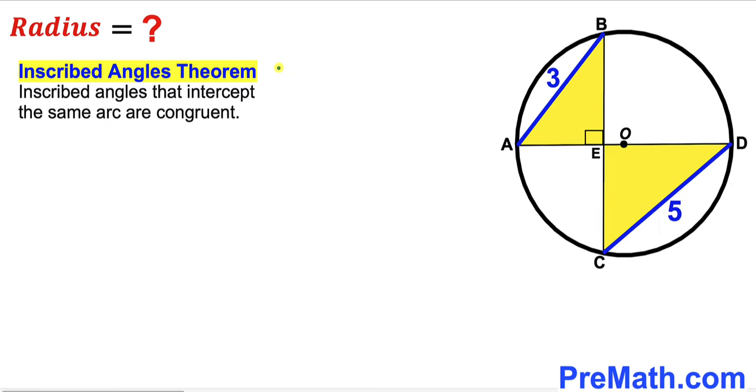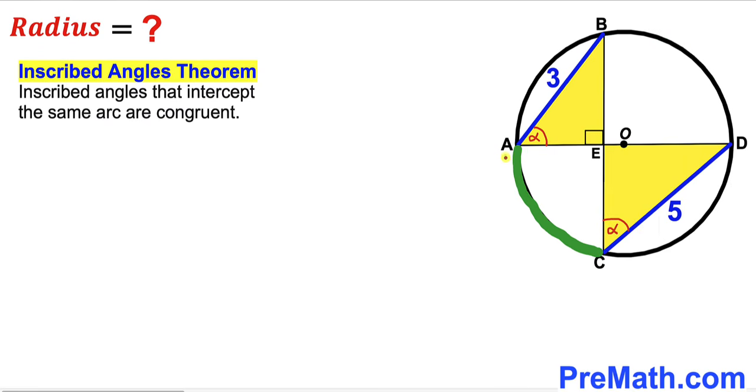Now let's recall the inscribed angles theorem. According to this theorem, inscribed angles that intercept the same arc are always congruent. Let's focus on this arc BD. We can see that this arc BD is subtended by this angle and this angle as well. Therefore these two angles are congruent. If I call this angle alpha, then this angle has got to be alpha as well.